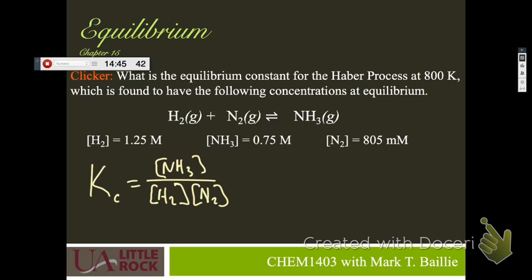Why is that wrong, Danielle? They're not all the same. The nitrogen is in millimolar, we have molar, but I expect you guys to be pretty comfortable converting those. Like 805 millimolar is 0.805 molar.